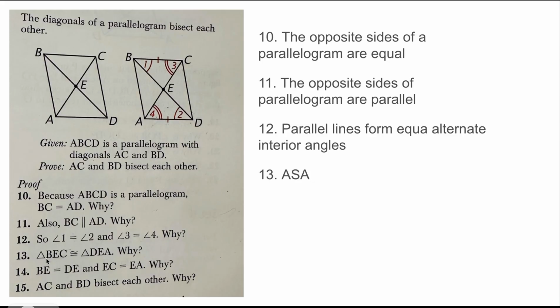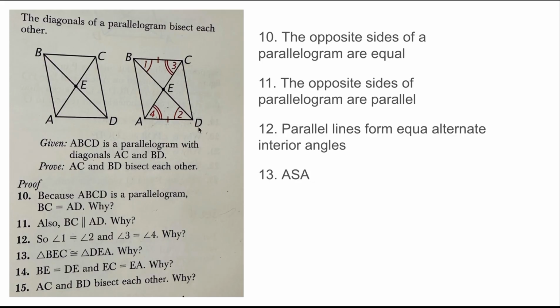13, triangle BEC is congruent to DEA. Why? Well, we know there's many reasons: vertical angles, corresponding parts of corresponding triangles, opposite sides equal, angles that are equal, but we will go with the angle side angle reason. Oops, I said angle side. Angle side angle, because they have told us in our given angle side angle, and that's why we're going to use that proof.